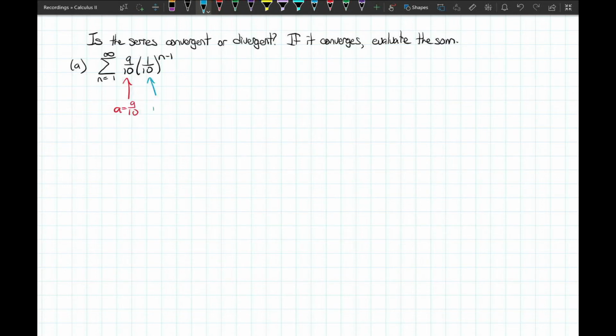R is equal to 1/10. Because it's in standard form, it's very easy to see that this simply converges. The first term is 9/10, and every sequential term is going to be 1/10 the previous value. Since r is between -1 and 1, we know that this converges, and its sum is equal to 9/10 divided by 1 minus 1/10. So that's 9/10 divided by 9/10, which is equal to 1.